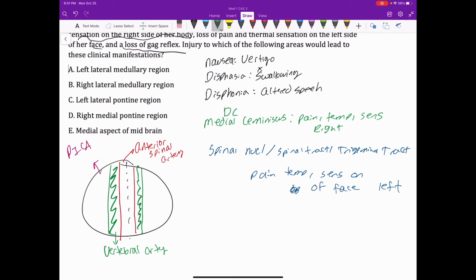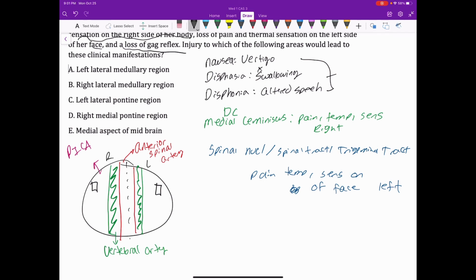Before we go into all of that, I just discussed it all in the video. Let's look at our cases. First, if we have nausea, vertigo, difficulty swallowing, and altered speech, where are these coming from? Nausea and the vertigo symptom are coming from the vestibular nucleus. This is in lateral medullary syndrome, so I'm going to draw it in the lateral region on both sides, left and right. This is our left side, this is our right side.